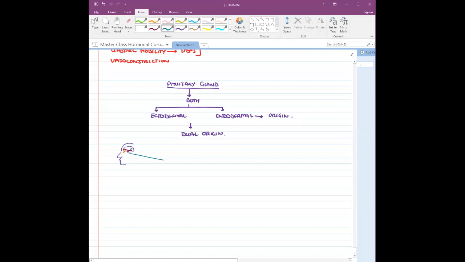Now we have to zoom in onto this and see where exactly it is going to be and what really happens out there. First of all, behind this entire nose, there is going to be a bone, and that bone is called your sphenoid bone. So this is nothing but your sphenoid bone. When we talked about the bones of the skull, we talked about the sphenoid bone being present.